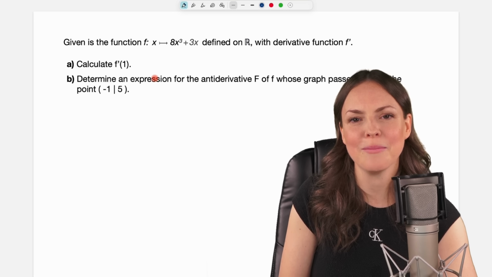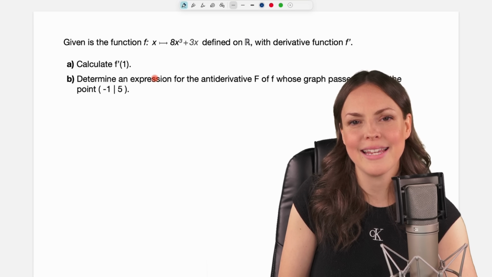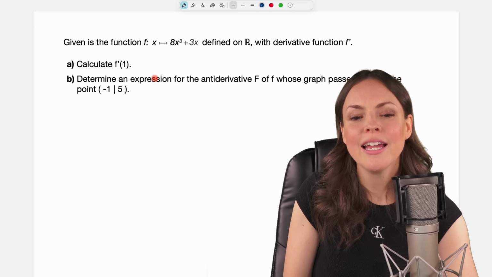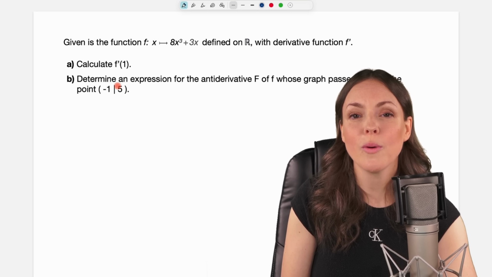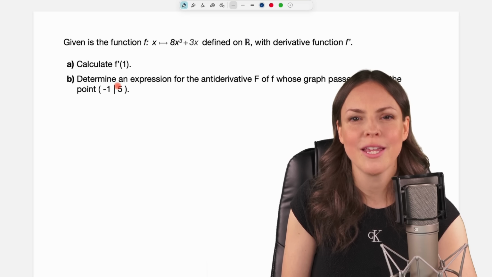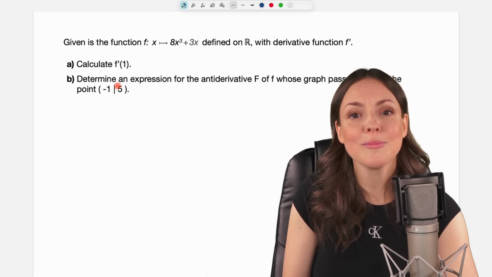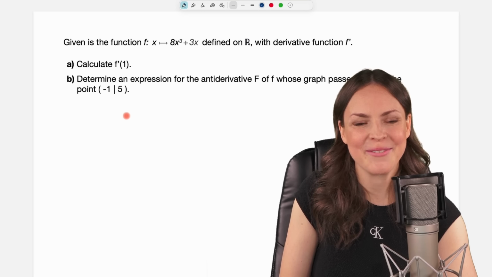In Germany, you have to pass a final exam at the end of high school, and this problem here was part of the section where you were not allowed to use a calculator. Usually in this section they ask basic stuff, so let's take a look at it together.